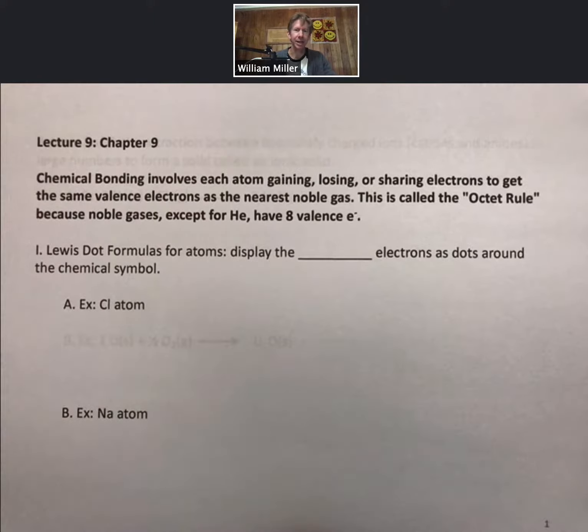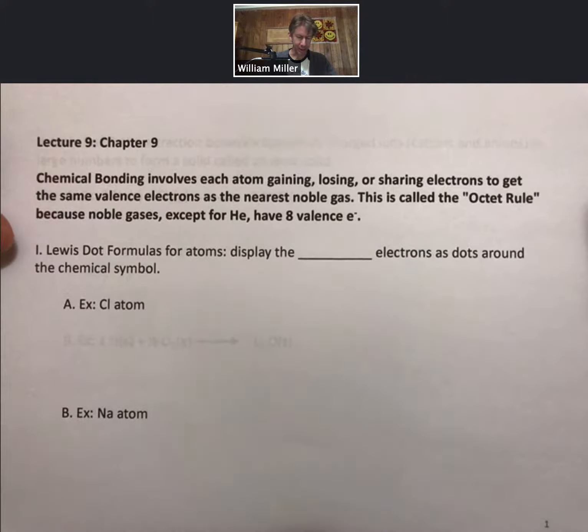Lecture outline 9 is all about chemical bonding, and there's one driving principle for bonding, which is called the Octet Rule. Chemical bonding involves each atom gaining, losing, or sharing electrons to get the same valence electrons as the nearest noble gas. This is called the Octet Rule because noble gases, except for helium, have 8 valence electrons.